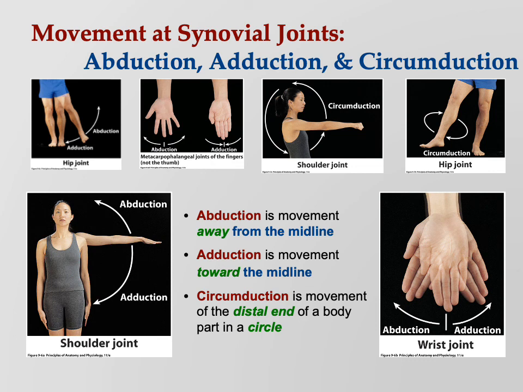And then to the right of that, you can see the metacarpophalangeal joints. Where would those be? Those are the joints between your metacarpals and your phalanges, in other words, your knuckles. So when you take your hand and move all your fingers together, that's adduction of the metacarpophalangeal joints. When you spread your fingers, that's abduction of the metacarpophalangeal joints.